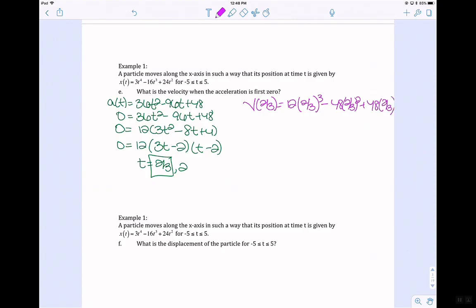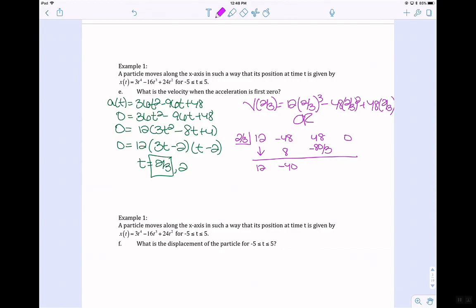And this is going to get really messy, but remember that when I plug in a value like this, I could also use synthetic division. So I could have done 2/3 and then done my coefficients 12, negative 48, positive 48, and 0. So copy down my 12. 2/3 times 12 is 8. Negative 48 plus 8 is negative 40. 2/3 times negative 40 is negative 80 over 3.